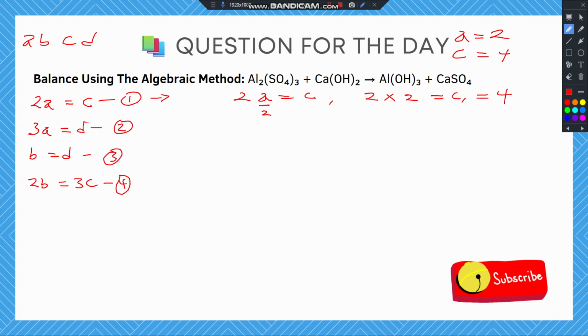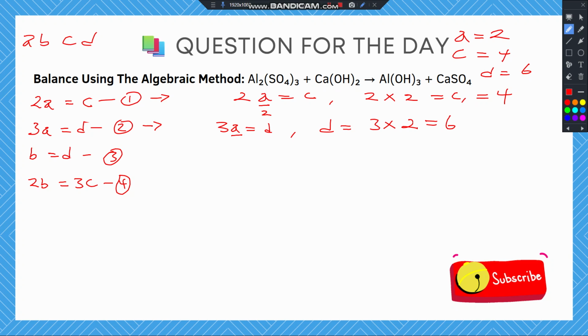This second equation will now become 3A is equal to D. We know the value of A to be 2. So therefore D will now be equal to 3 multiplied by A, which is 2. Therefore it becomes 6. So we know the value of A, we know the value of C, and we know the value of D to be 6.